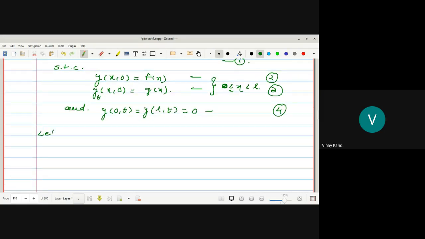Now let the solution of the vibration of a string of finite length be given by y of x,t. Okay, assume this solution is a function of x into a function of t.